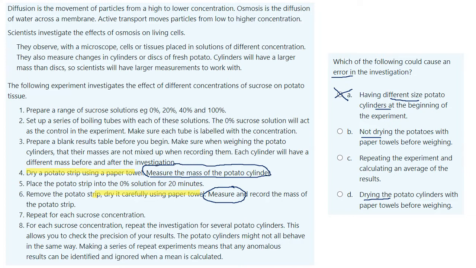So drying it is actually a good thing. Drying is good. This is not an error. Not drying the potato would be a problem. If it was not dried, then when they measure it on the weighing scales, they will be measuring the potato as well as the extra water. See, repeating the experiment, well, repeating something is never going to be an error. Repeating the experiment is a way to remove potential errors. So, because this question is asking for causing an error, we're looking for something that is bad. B would be a bad thing. B could cause the experimenter to get inaccurate results.